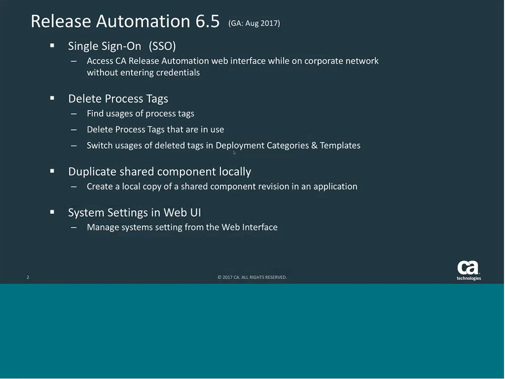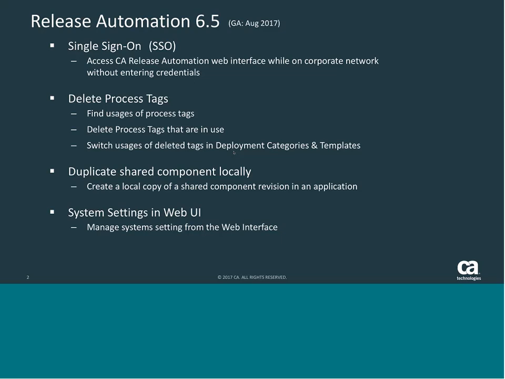First one is single sign-on. So single sign-on, or in short SSO, allows you to access the Release Automation web interface while you're on your corporate network without having to enter your own credentials. So as long as you're logged into the system you're on the network, you can always log into Release Automation. You're automatically being authenticated and logged in, and once you log in, you'll see Release Automation just as you did before with the same permissions that you have set up for you.